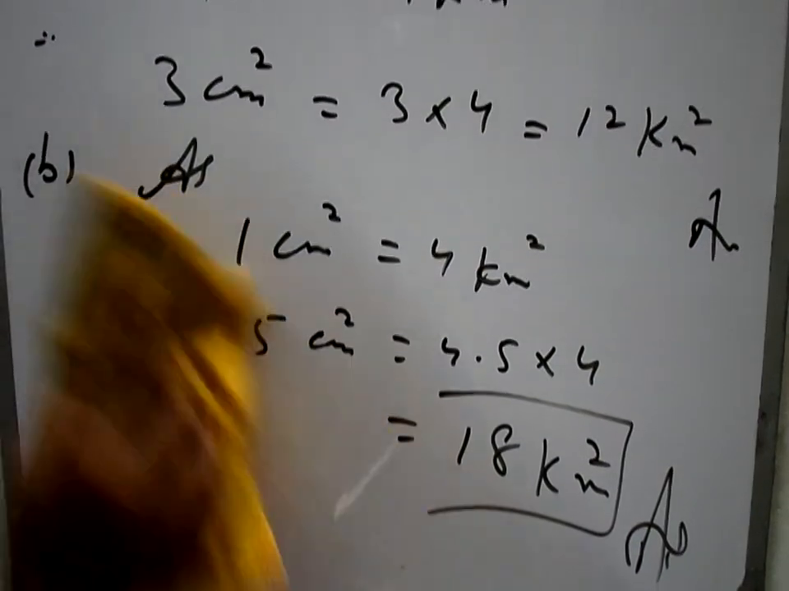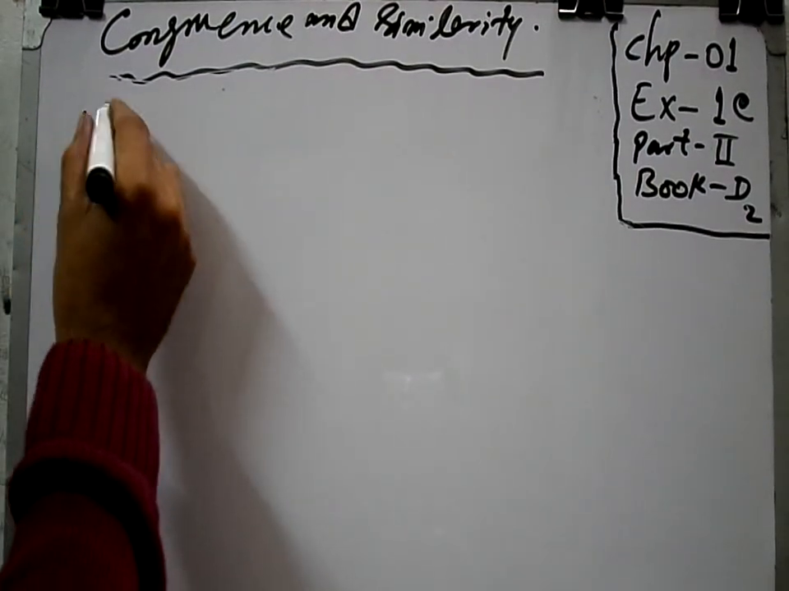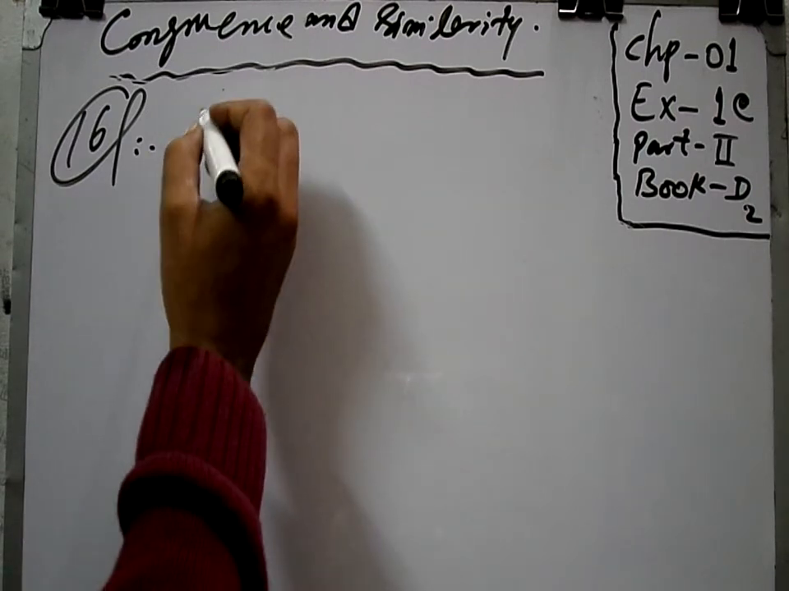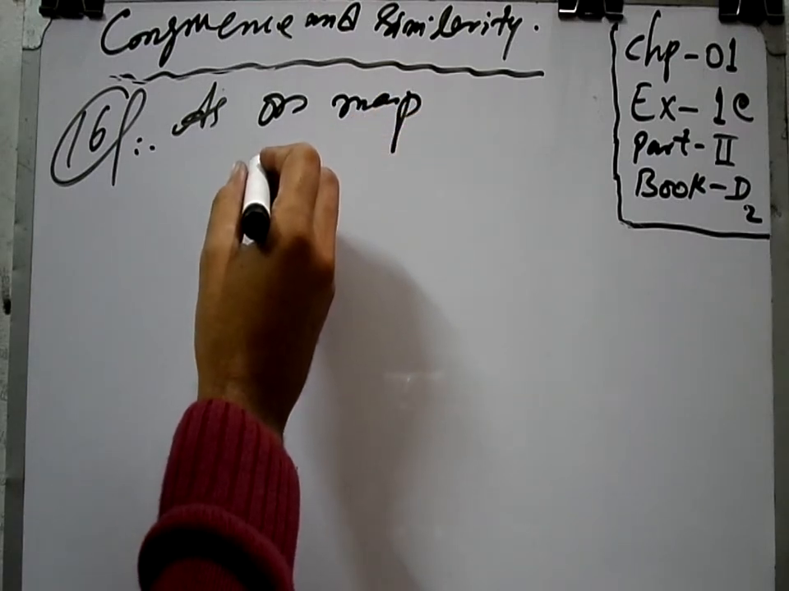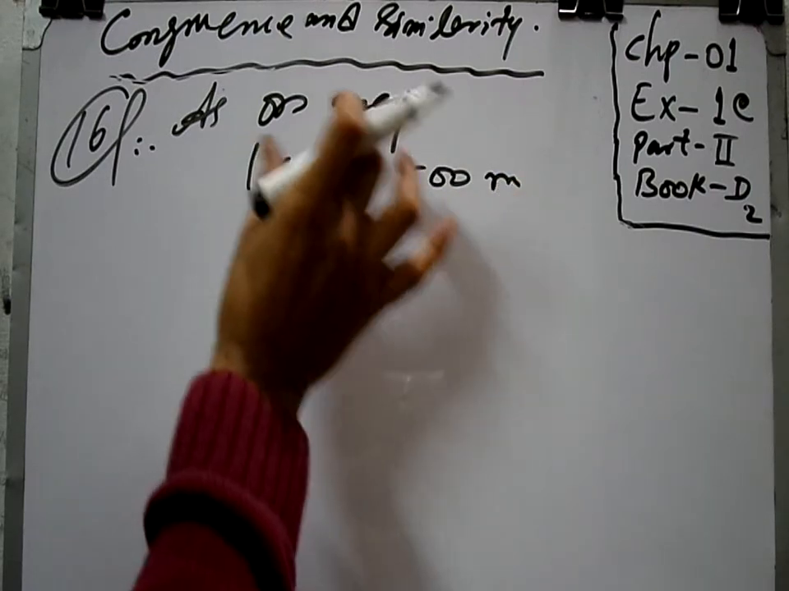Now coming to question number 16. Read the statement: on a map drawn to a scale of 1 centimeter to 500 meters, an airport has an area measuring 16 centimeters by 8.5 centimeters. Calculate in hectares the actual area of the airport. 1 hectare is equal to 10,000 meters square. First of all, on the map, what is the ratio? That is 1 centimeter is equal to 500 meters.